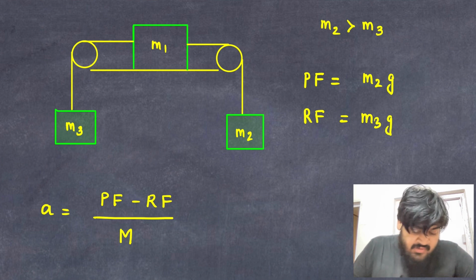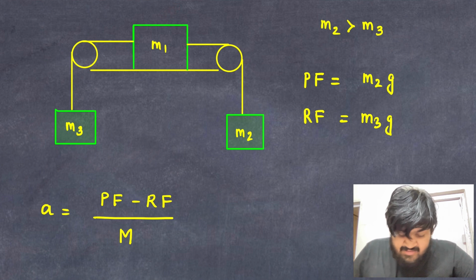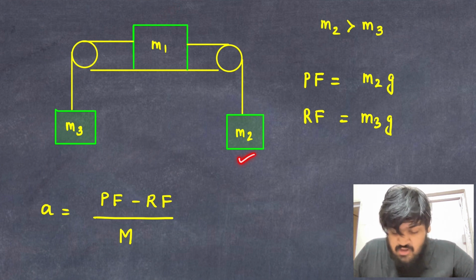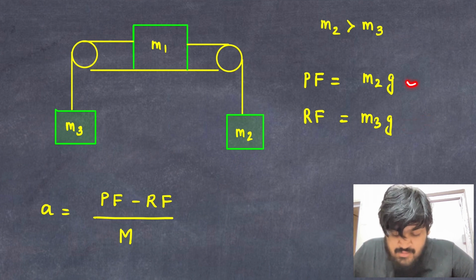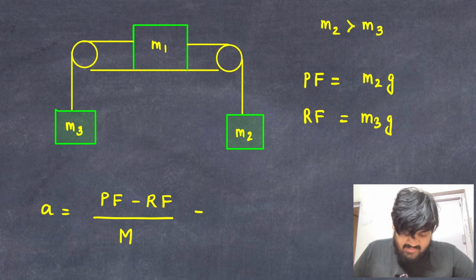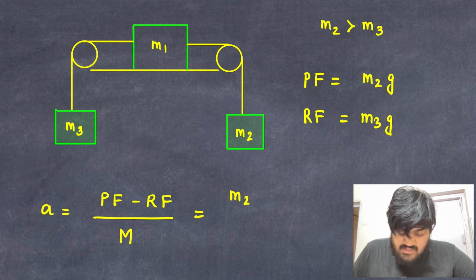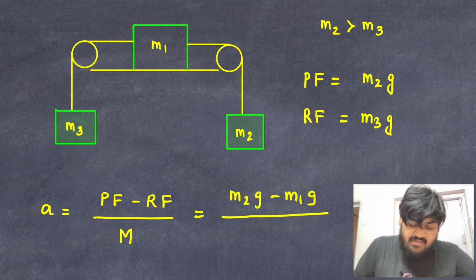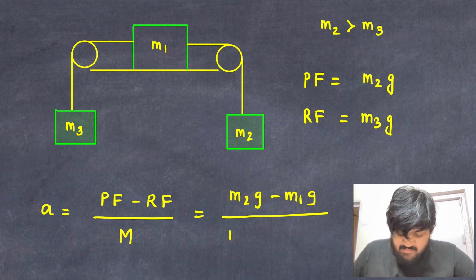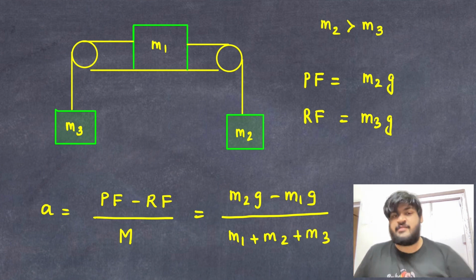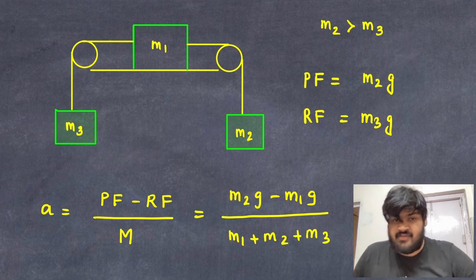Okay, now this block of mass m1 will not give any pulling or resisting force, and as m2 was giving the pulling force, you will not take that in the resisting force, so the net resisting force will be m3g, and the pulling force will be m2g. Okay, so that means the net acceleration is m2g minus m3g divided by the total mass. Now what is the total mass? m2 plus m1 plus m3, right, so that means your m1 plus m2 plus m3. So in this manner we can easily find the acceleration of this kind of system.